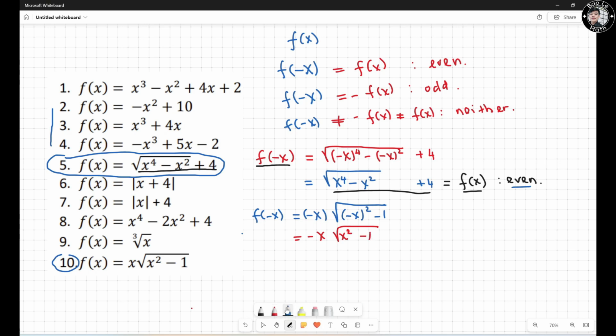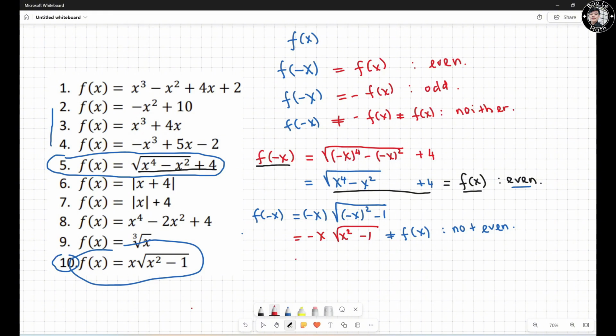Alright, so I check the whole thing. The whole thing right here is different from the original one, right? The original one is going to be like this. The whole thing has the negative sign right here. So this guy is different from f of s. Right? It's because it's different from the original one, so this is not even. Alright, now because it's not even, we keep checking to see if it's odd, right?